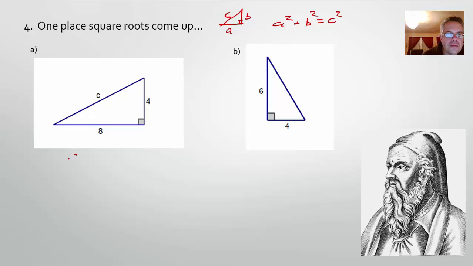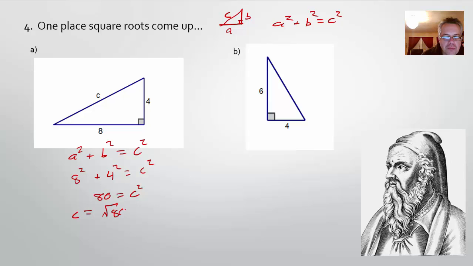So here we go. Let's solve for the hypotenuse. It doesn't matter which one I let be a and b, so I'll let a be 8 and b be 4: 8 squared plus 4 squared equals c squared. If you do this on your calculator, that's 64 plus 16, you get 80 equals c squared. Now, what this is saying is I'm looking for a number c that when I multiply it by itself, I get 80. That's the job of square root. So c must be square root of 80.